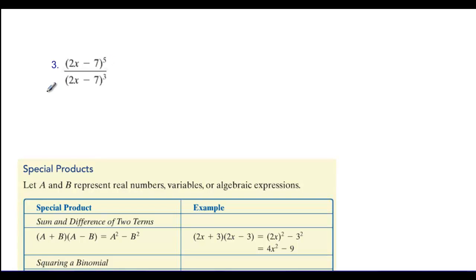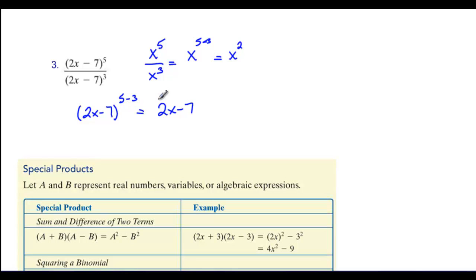Okay, so for number 3, we can first use the idea of our quotient rule with our exponents, where if we had something like x to the 5th over x cubed, we would know this is the same as x to the 5 minus 3 or x squared. Well, here instead of having x, we just have a bigger base. It's 2x minus 7. So this whole thing is what's being raised to the power. So we can use this same idea, only we're going to have 2x minus 7 instead of the x, and this will be to the 5 minus 3 power. So we have 2x minus 7, and then that's squared.